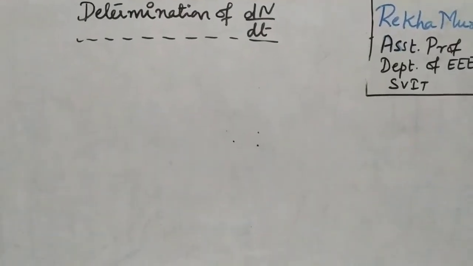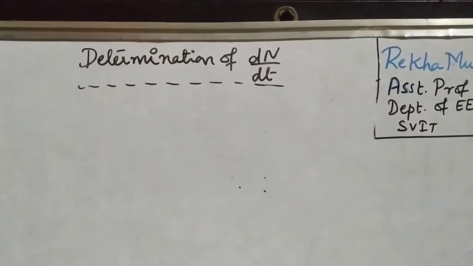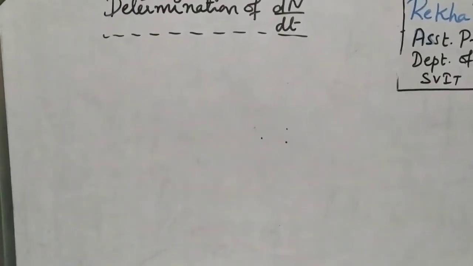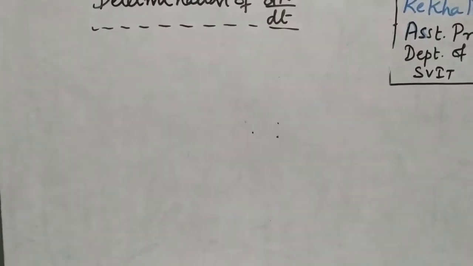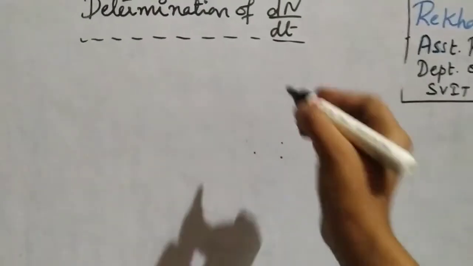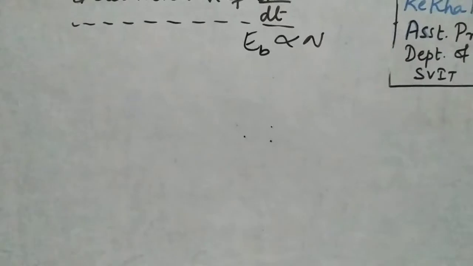Okay, in this session we will determine the dN by dt. It is a continuation of the retardation test. There we connected one voltmeter V1 across the armature, which reads the value of the back EMF of the motor. We know that the back EMF is proportional to speed.